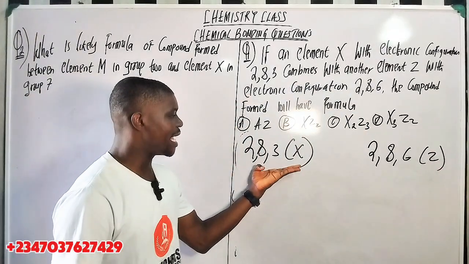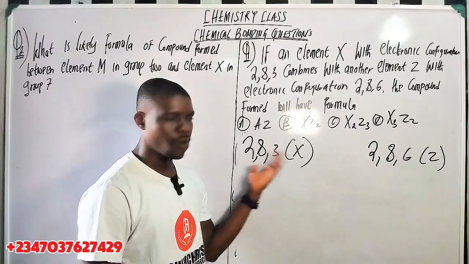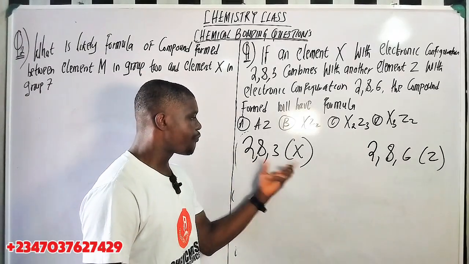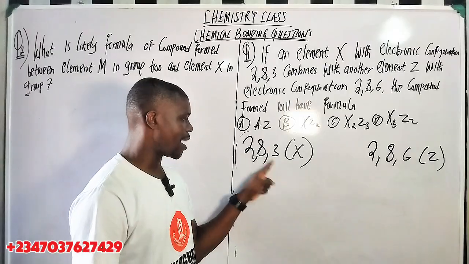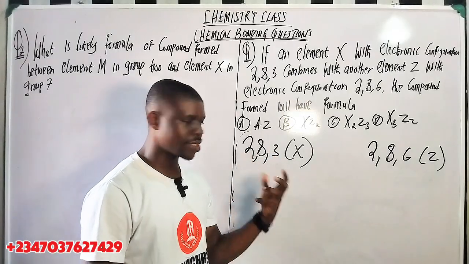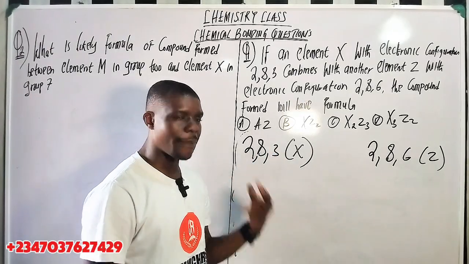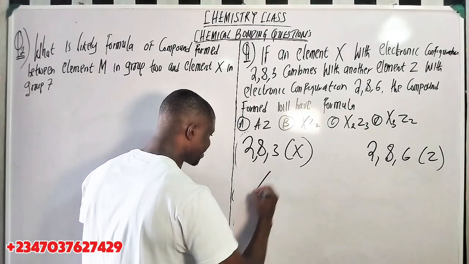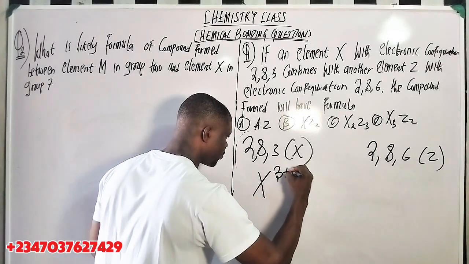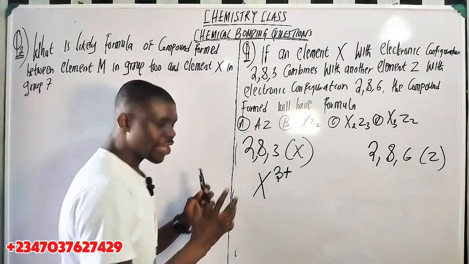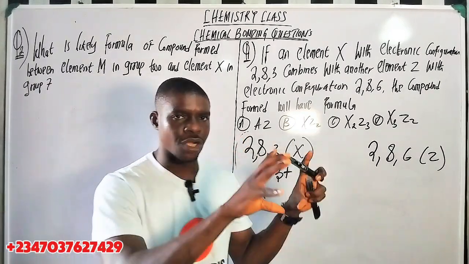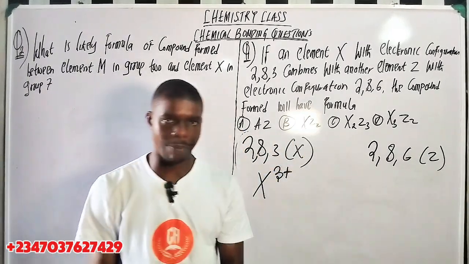Of course, this guy is a metal. Why is it a metal? Because for this guy to obtain the octet of electrons, it has to lose this electron to form the oxidation state. So when you lose this electron, what will happen here? So you have X3+. It is from the electronic configuration that we know whether it's a metal or a non-metal.